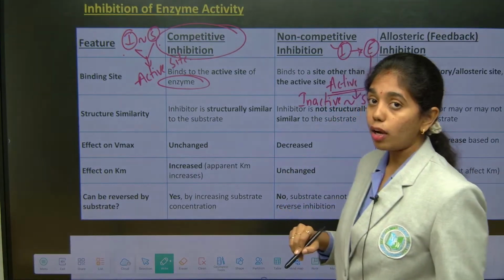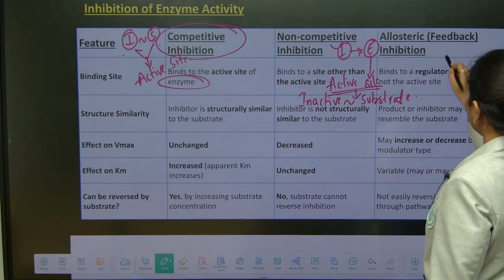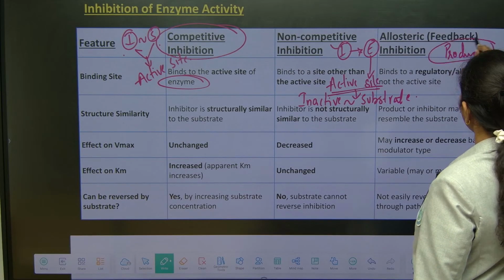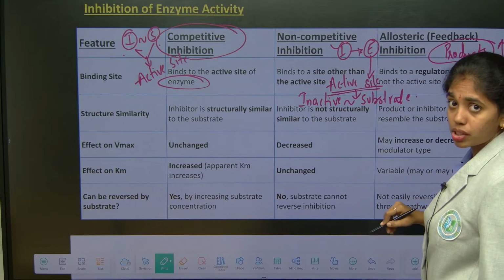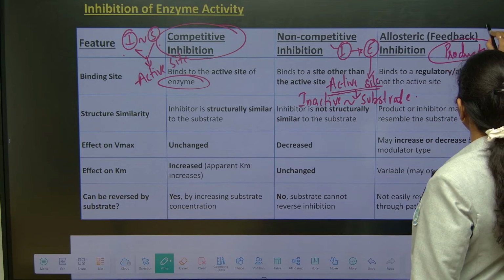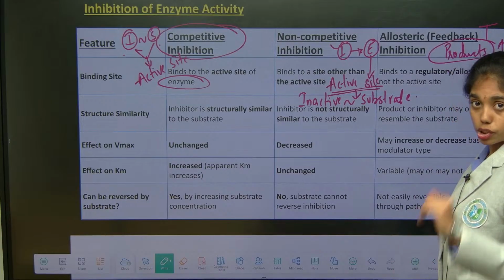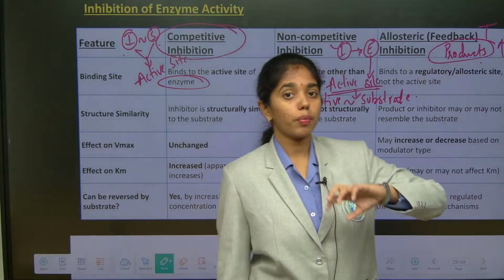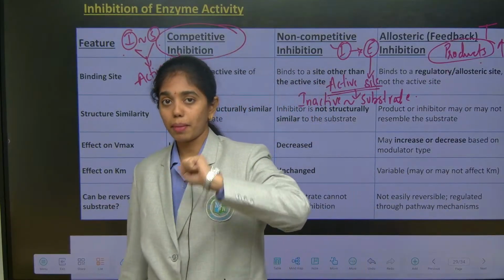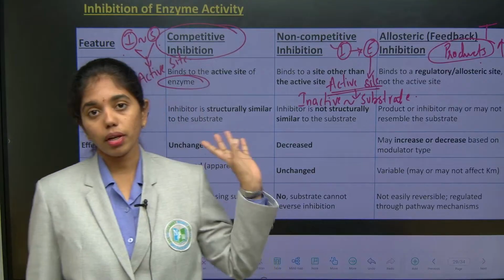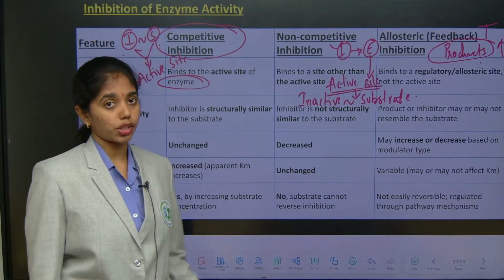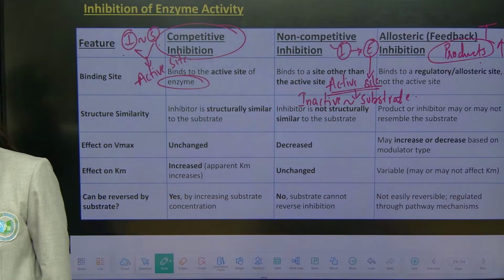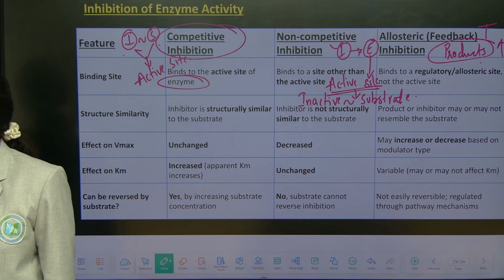Fine, right? Allosteric or feedback inhibition. If products are produced at the maximum concentration, these products will inhibit the rate of the reaction of the first step. If the products are present at the maximum concentration, that will inhibit the rate of the reaction of the primary step. That is allosteric or feedback inhibition. Till here it is clear, right?